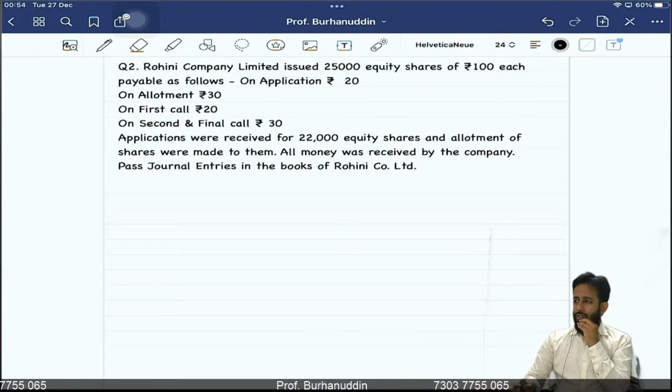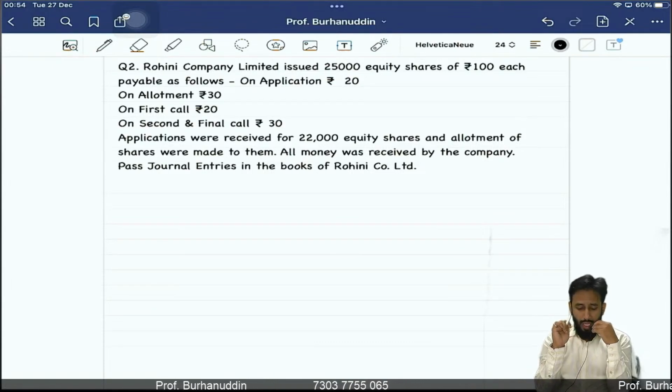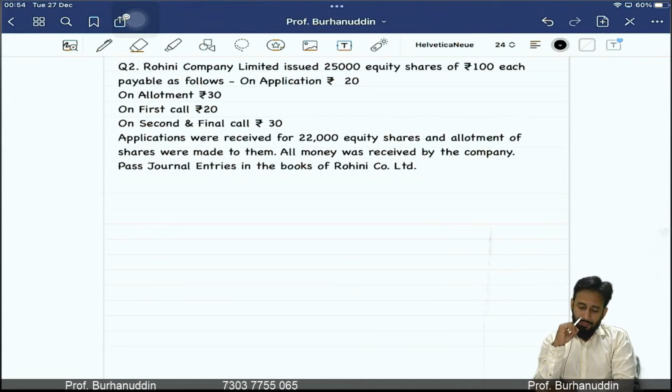Okay, so that's my question number 2. Rohini Company Limited, you can see on the screen, issued 25,000 equity shares of rupees 100 each, payable as follows: on application 20 and on allotment 30. First call 20 and second and final call 30.